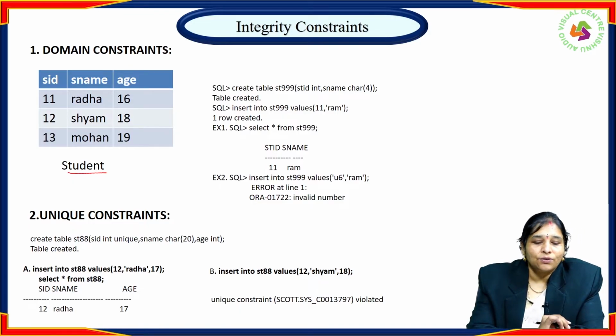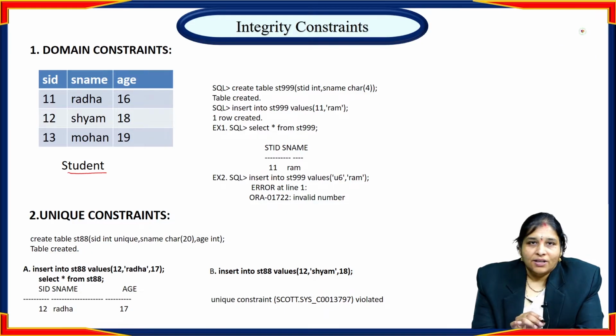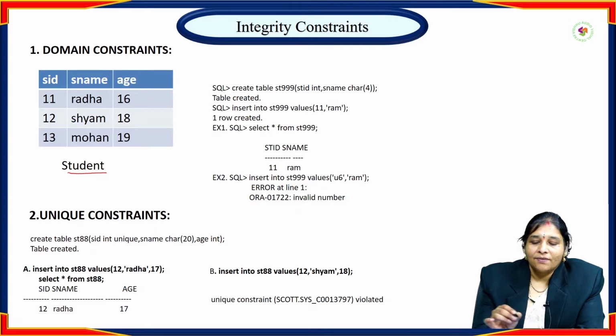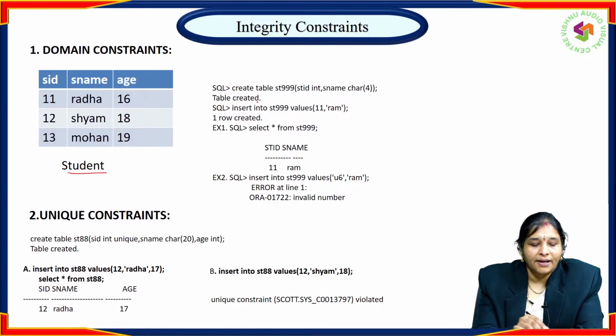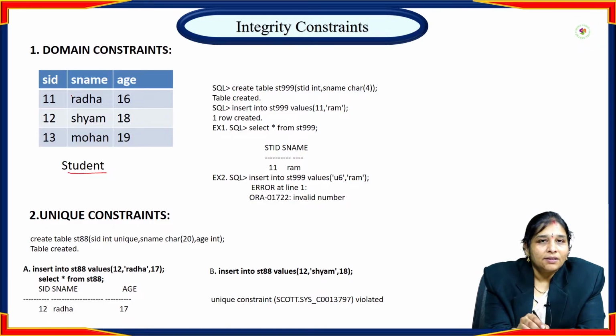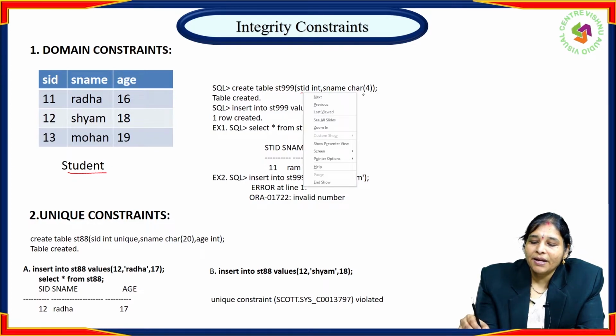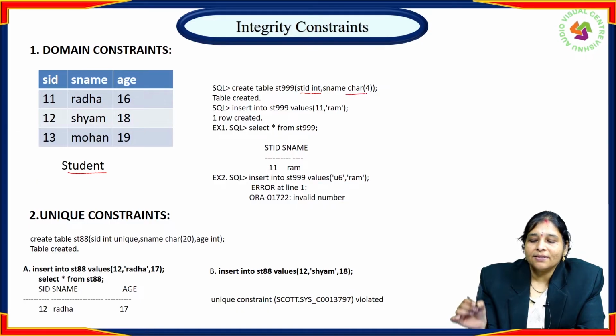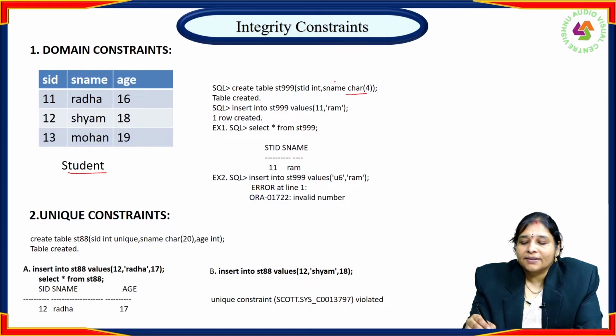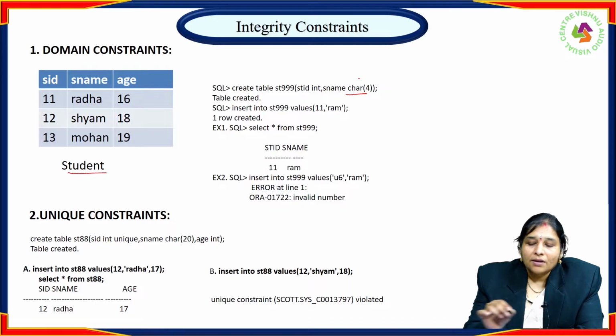The first constraint we are going to start with is the domain constraint. Constraint means condition, that is clear. Now what is domain? Whenever you are creating a table, like here I have created the table student with 3 fields, SID, SName, age, and I want SID as int and SName as character. So these int and character are data types with their sizes. These are called domains.